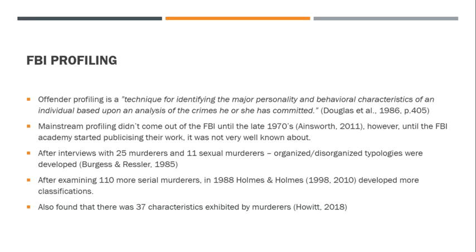Offender profiling is a technique for identifying the major personality and behavioural characteristics of an individual based upon the analysis of the crimes he or she has committed. After interviews with 25 murderers and 11 sexual murderers, organised and disorganised typologies were developed. After examining 110 more serial killers, it was found that 37 characteristics were exhibited by murderers.